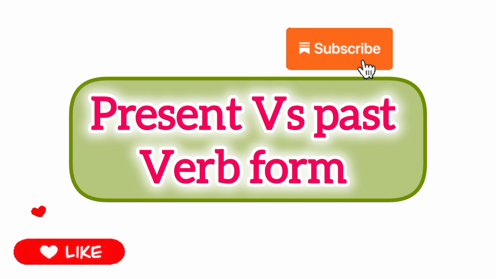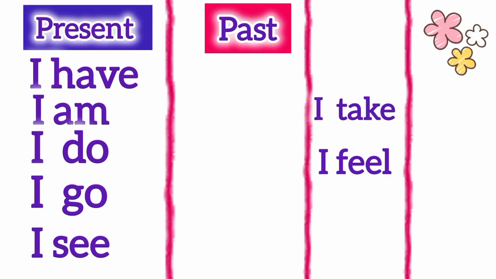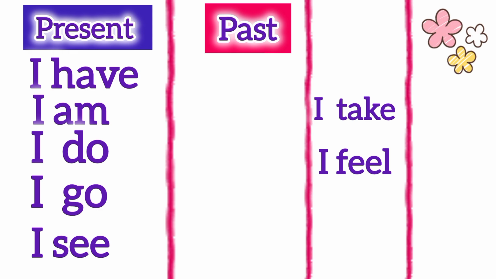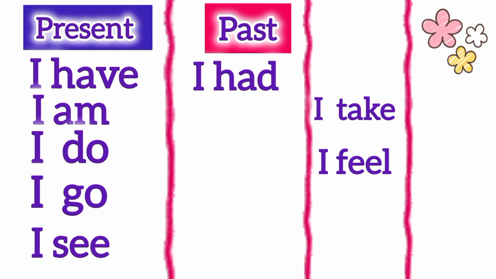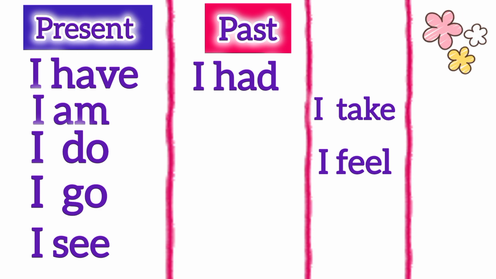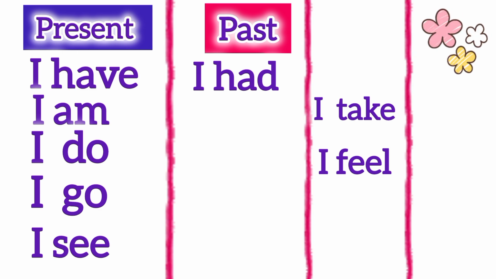And the next part is about present versus past verb form. Let's get started. Present and past verb form. I have, मेरे पास है. I had. Past, मेरे पास था. I am, मैं हूँ. Past, I was, मैं था.